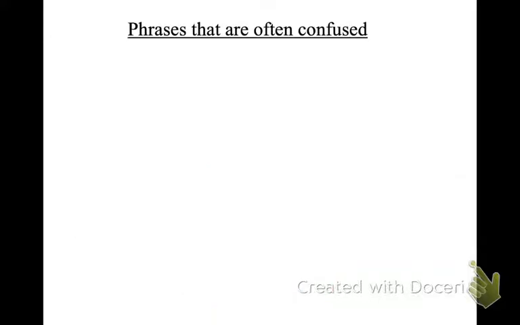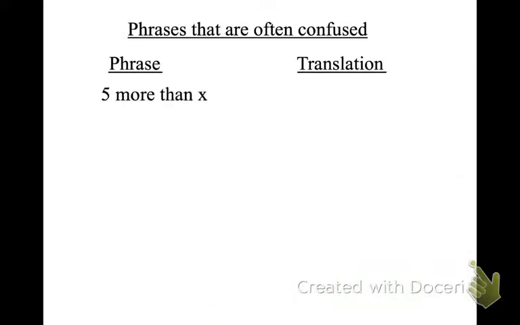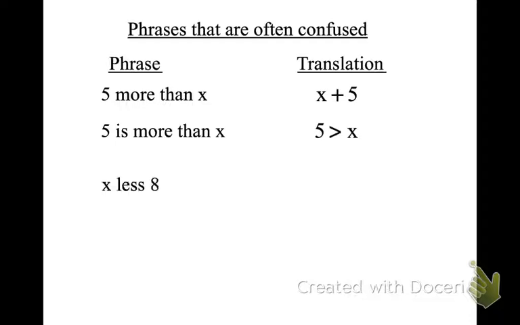Okay, so we're building up. So again, our phrases: 5 more than x is x plus 5, but then when it has the "is more than x," it's the inequality sign. 5 is more than x. It would be 5 is greater than x, or x is less than, good. Or we could write it x is less than 5.